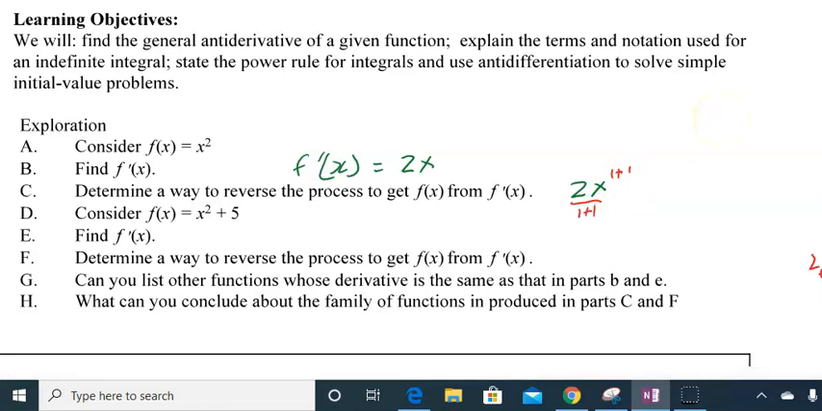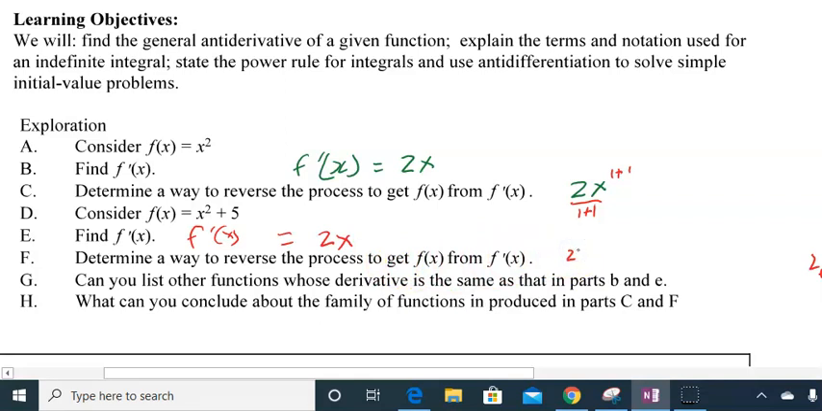Okay, what about if you had x squared plus 5? Now, the derivative of this, f prime of x, will still be equal to 2x, and the 5, because it's a constant, has a derivative equal to 0. And then to get back to the x squared plus 5 from the 2x, now it's probably not that easy.